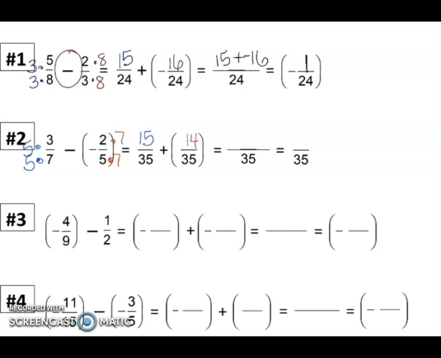Again, they've already used the additive inverse, so they have changed the subtraction of a negative to addition, and this would be a positive. So I got 15 plus 14 as the numerator, which would be 29 over 35.